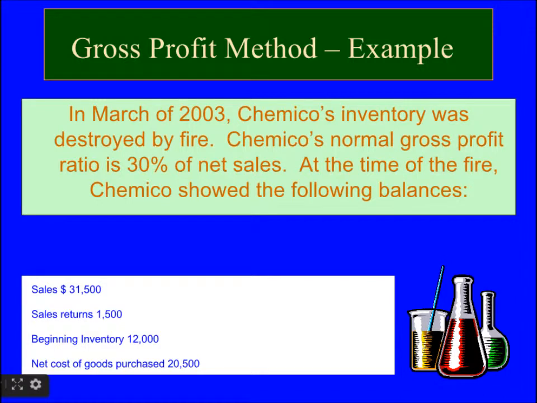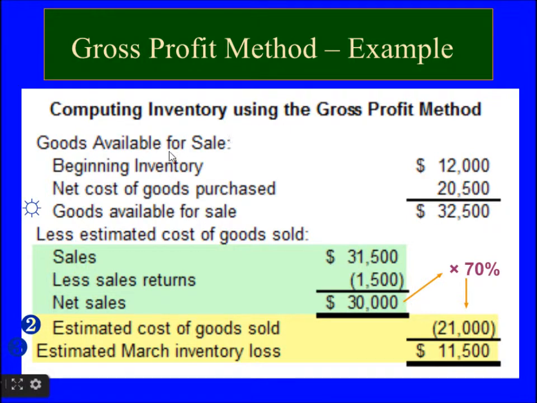Gross profit method example. In March 2003, Chemico's inventory was destroyed by fire. Chemico's normal gross profit ratio is 30% of net sales. At the time of the fire, Chemico showed the following balances: sales of 31,500, sales returns of 1,500, beginning inventory of 12,000, net cost of goods purchased of 20,500. So let's see how we can calculate.